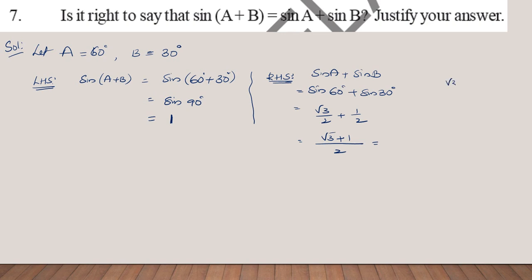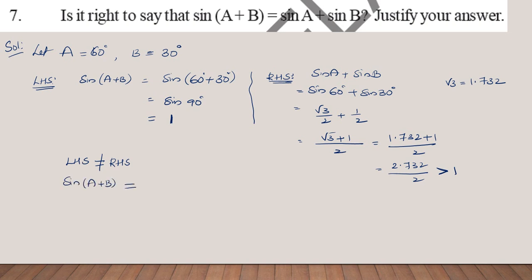Or already we know the value of root 3 is 1.732. So if I substitute that, 1.732 plus 1 by 2, which is equal to 2.732 by 2, which is greater than 1. So this value is greater than 1. So clearly what I can say here, LHS is not equal to RHS. Then what I can say, sine of A plus B is not equal to sine A plus sine B.